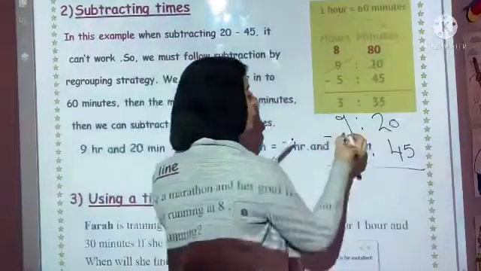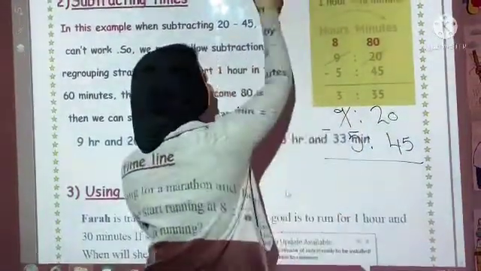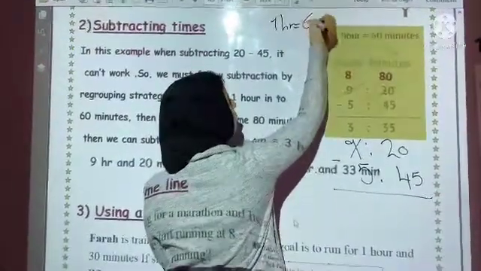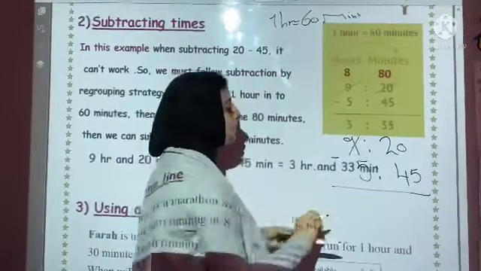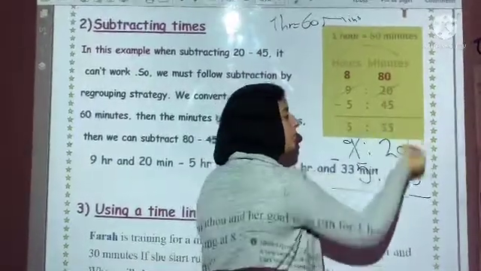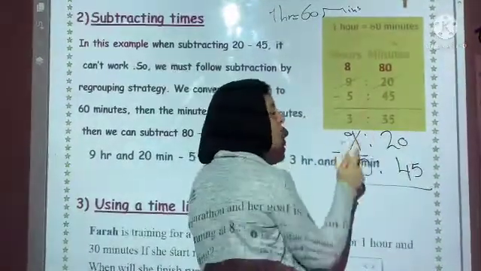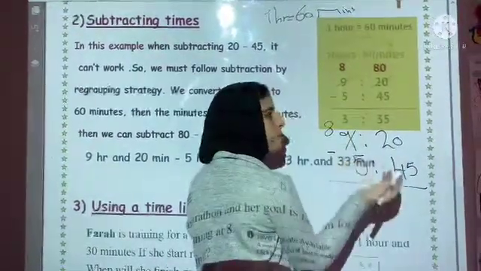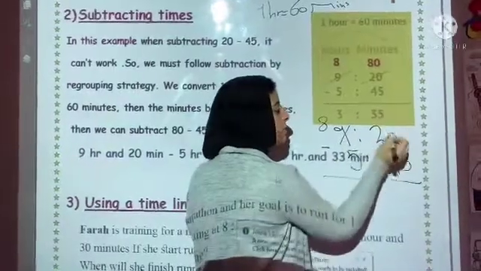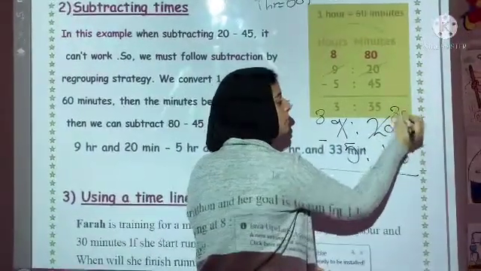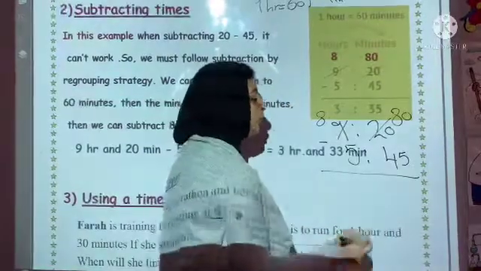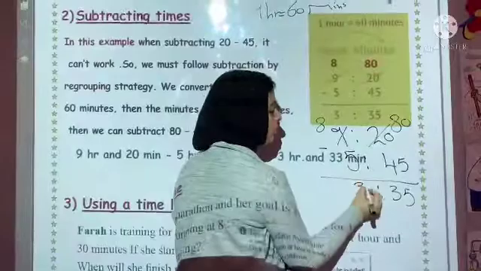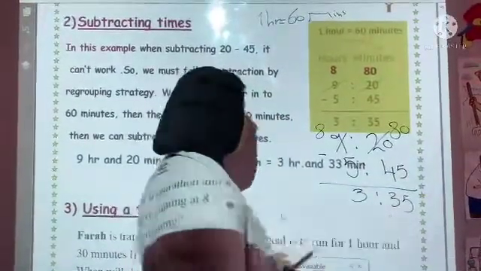I'm going to borrow 1 from the hour. When you borrow 1 from the hour, that means you have 60 minutes. So when I take 1 hour and put it in the minutes, I'm converting the hour to 60 minutes. So 1 hour equals 60 minutes. Now you have 60 minutes. 60 plus 20 is 80. 80 minus 45 is 35. And now 8 minus 5 is 3. So you have 3 hours and 35 minutes.